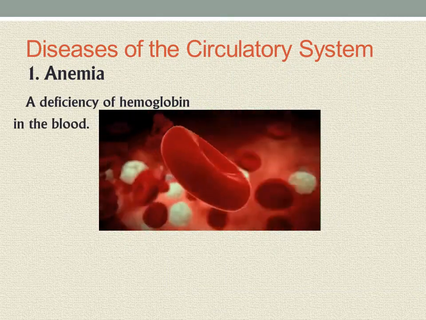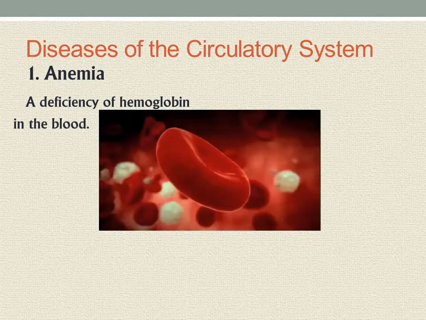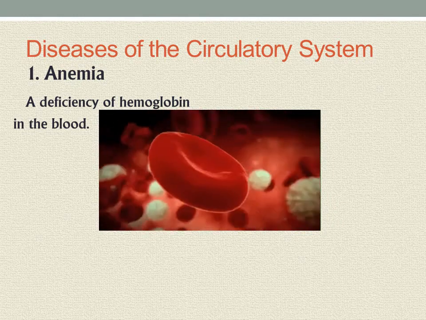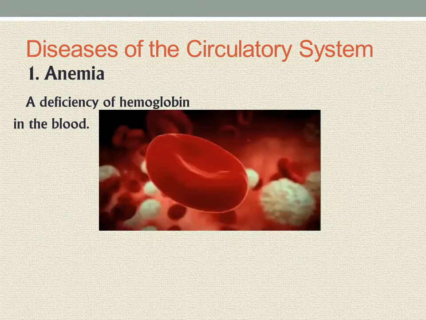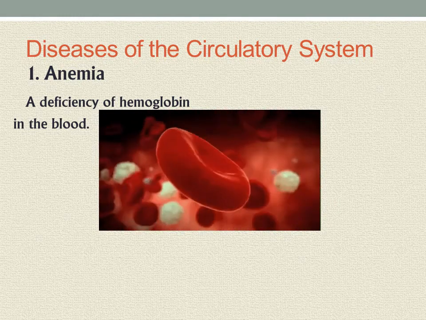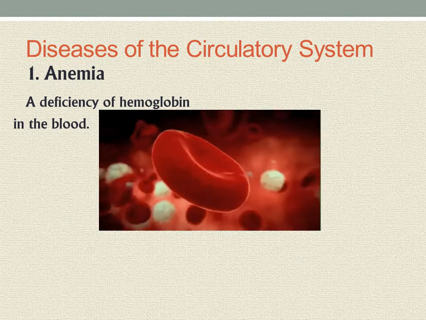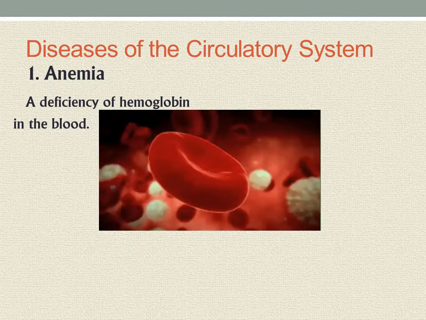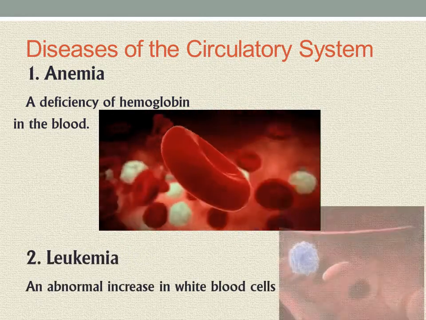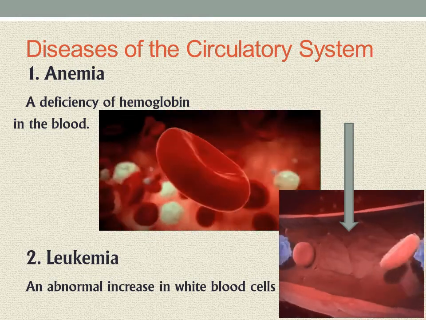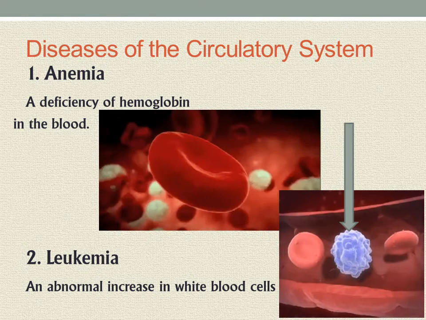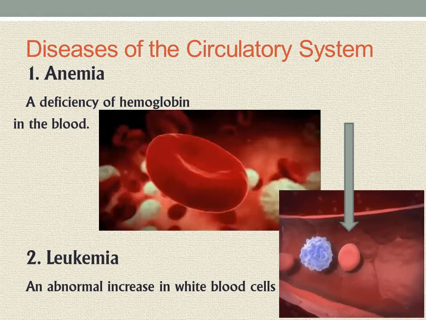There are also diseases that may affect our circulatory system. One is the anemia, which is a deficiency of hemoglobin in the blood. It can also be the result of blood loss, abnormal destruction of the red blood cells, and insufficient production of red blood cells by the bone marrow. Leukemia is the cancer of the body's blood-forming tissues, including the bone marrow and the lymphatic system.